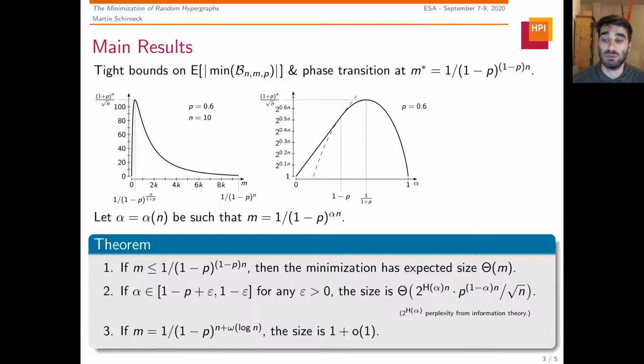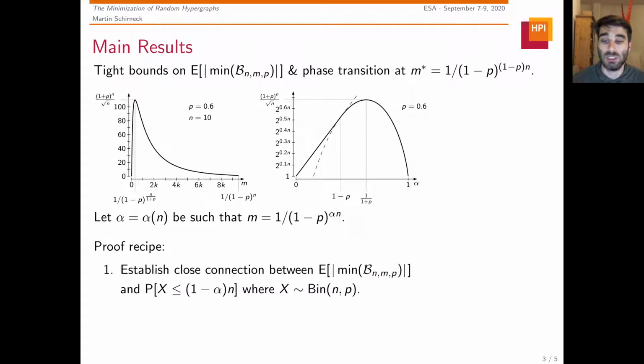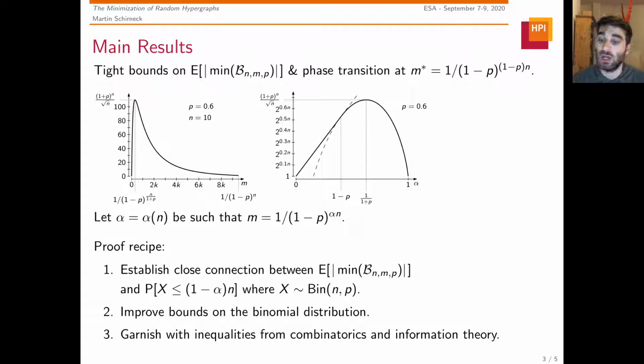And the way to prove this theorem was to establish a close connection between the minimization and the probability that a binomial random variable deviates largely from its expectation. Because then any bound on the binomial distribution function transfers back to a bound on the minimization. This transfer happens with some techniques from combinatorics and information theory. But really the main issue here was that the known bounds on the binomial distribution are not sharp enough to derive tight bounds on the minimization.